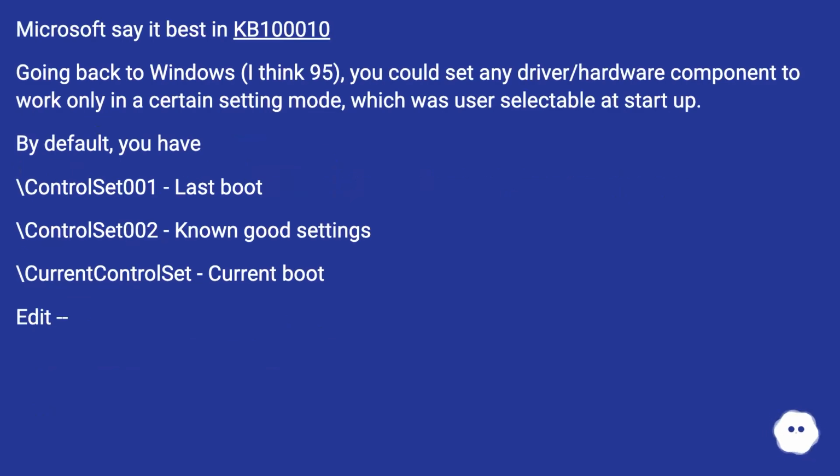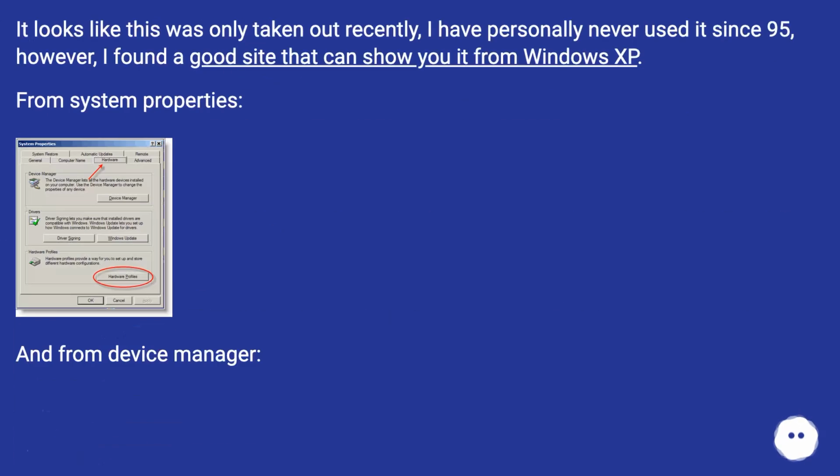Microsoft says it best in KB 100010. Going back to Windows 95, you could set any driver or hardware component to work only in a certain mode, which was user selectable at startup. By default, you have ControlSet001, last boot; ControlSet002, known good settings; and CurrentControlSet, current boot. It looks like this was only taken out recently. I have personally never used it since 95, however, I found a good site that can show it from Windows XP, from System Properties, and from Device Manager.